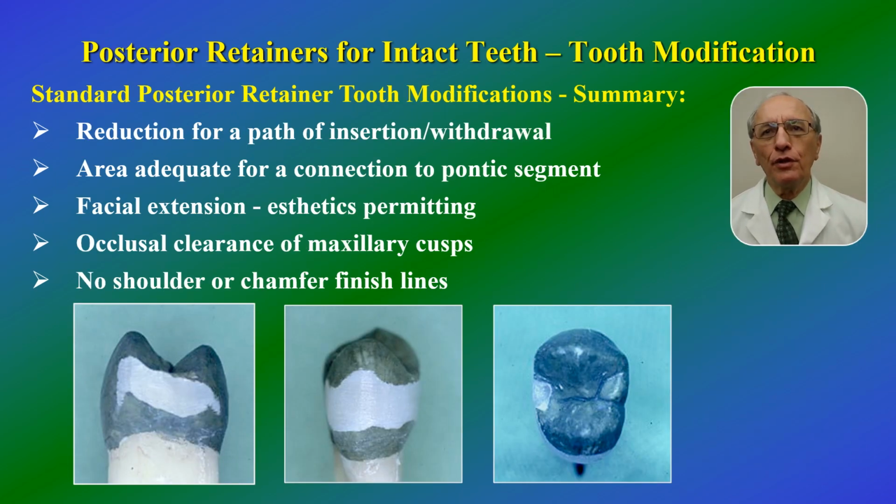Posterior retainer tooth modifications include reduction for a path of insertion, an area adequate for a pontic connection, a wraparound extension onto the facial, aesthetics permitting, occlusal clearance of maxillary cusps, and no shoulder or chamfer finish lines. This concludes the retainer design and tooth modifications for the standard Maryland posterior retainer.